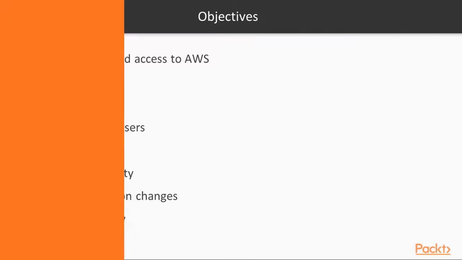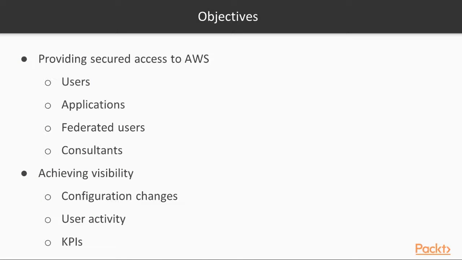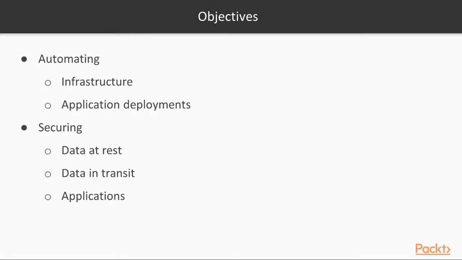The first major objective of this course is to learn how to grant access to AWS resources in your account following best security practices. The second major objective is to understand how to achieve visibility into configuration changes and monitor activity. The third major objective is to learn how to take advantage of the software nature of AWS and automate the deployment of infrastructure and applications. The fourth major objective is to learn how to secure our data and protect our applications.